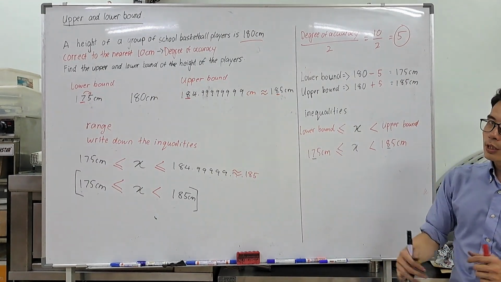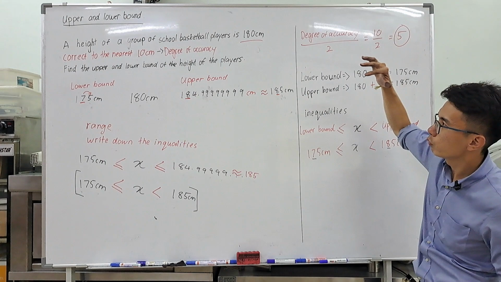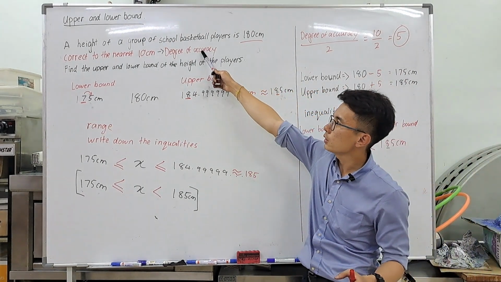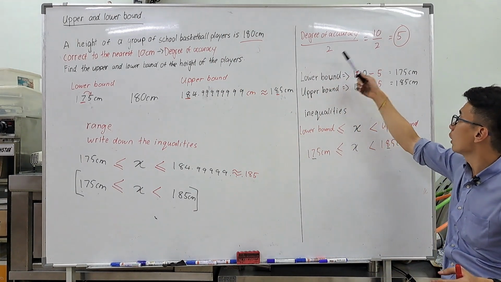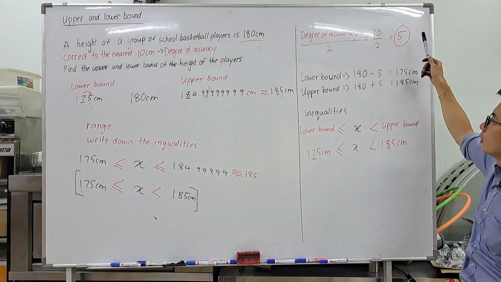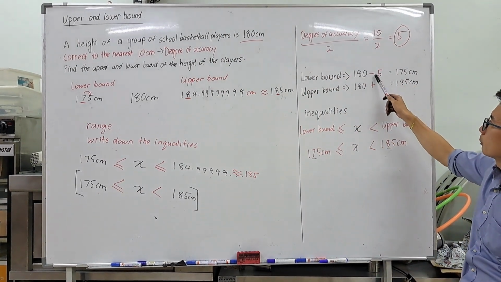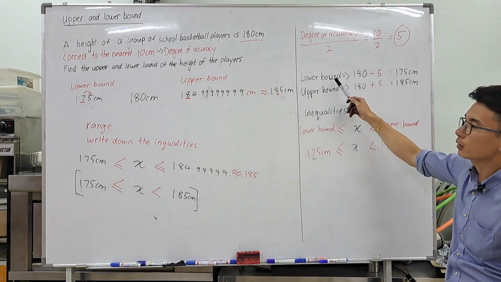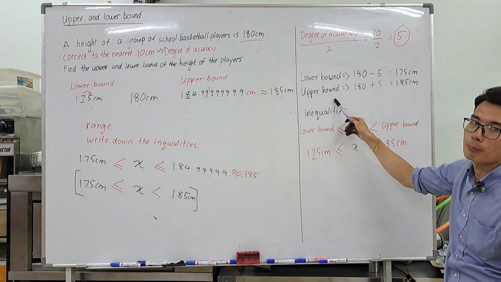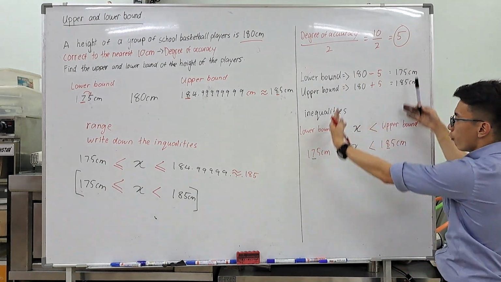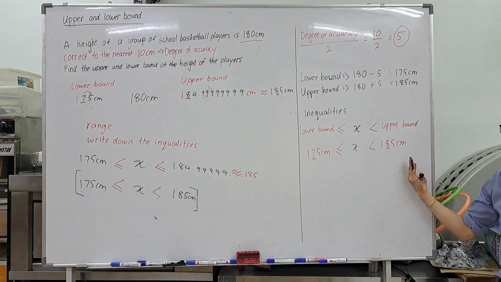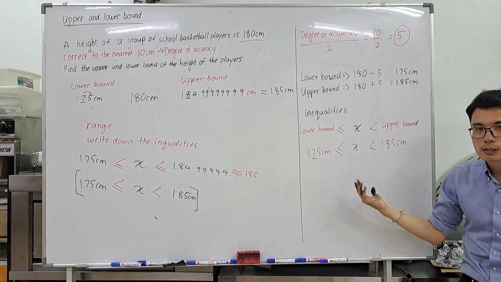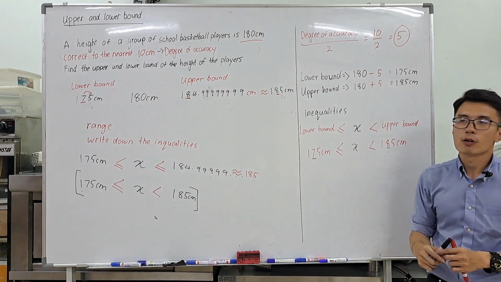So, a quick recap of the tips. When we want to find our upper and lower bound, you just have to find the degree of accuracy, divide by 2, and you get the value over here. This value will be subtracted from and added to the rounded off value. When you subtract, you will get the lower bound. When you add, you will get the upper bound, and then you just have to fill in the inequalities to represent the range of where x can be. All right? Okay, that's all.